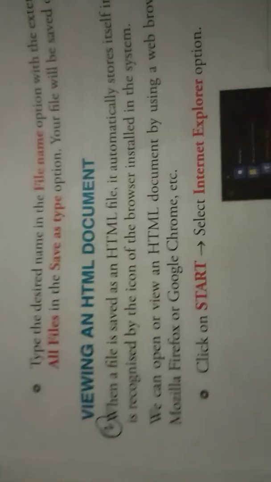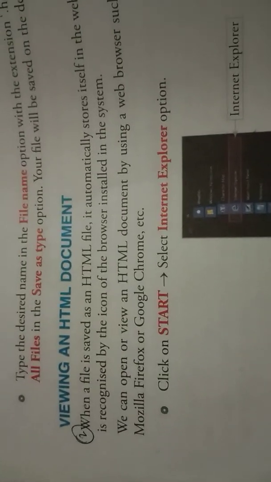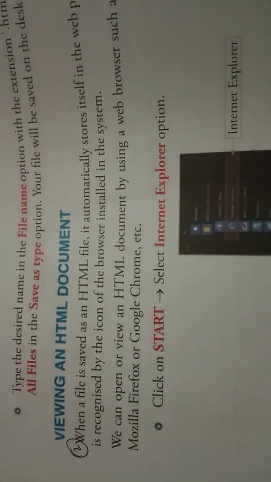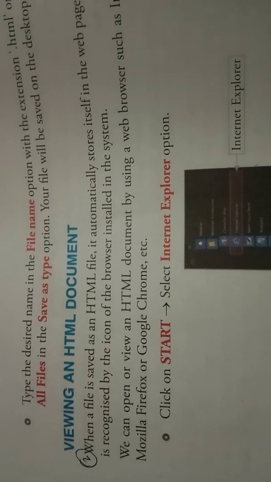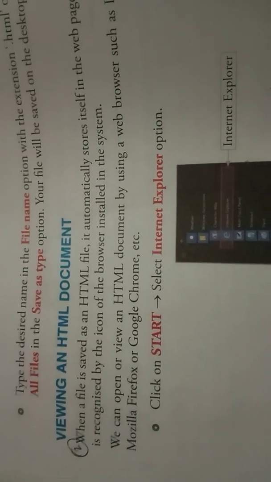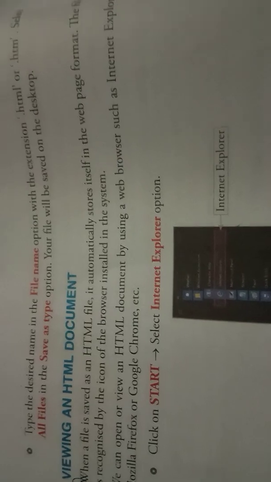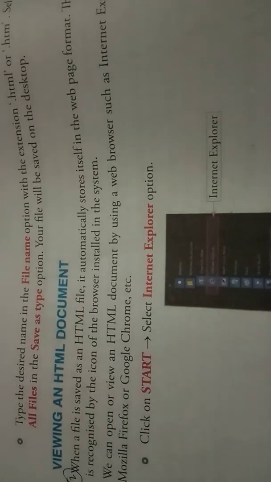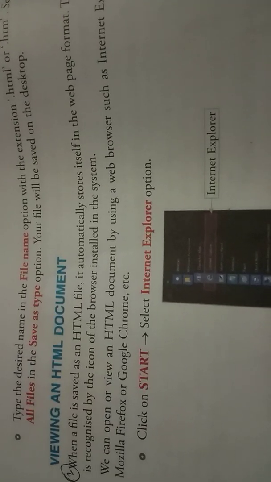How can we view the HTML document? Viewing an HTML document. When a file is saved, जब भी हम कोई फाइल सेव करते हैं, an HTML file, it automatically stores itself in a web page format. This file is recognized by the icon of the browser installed in the system. Whatever browsers are installed in your system, it automatically converts this file into the same browser.